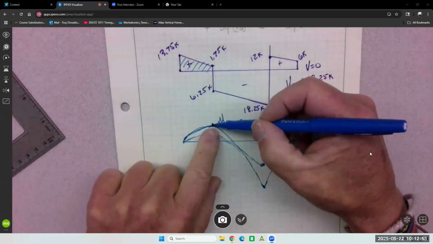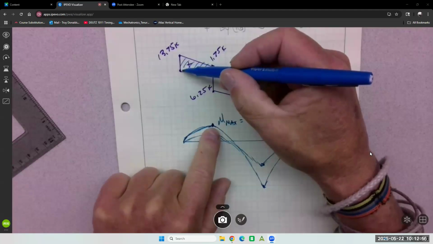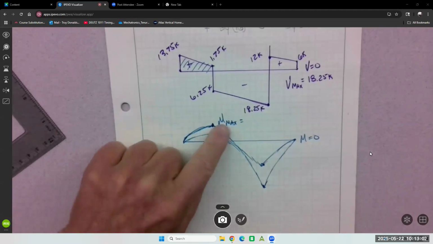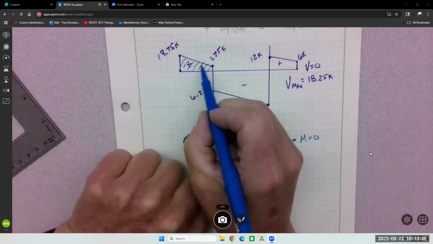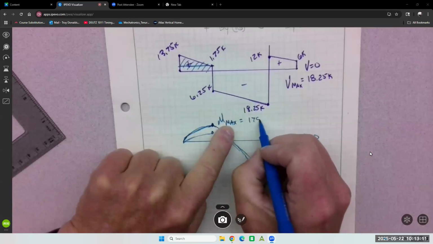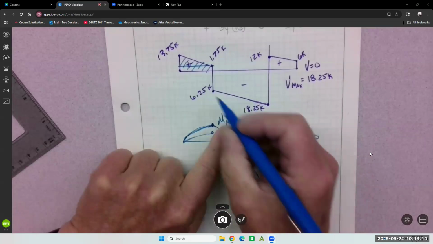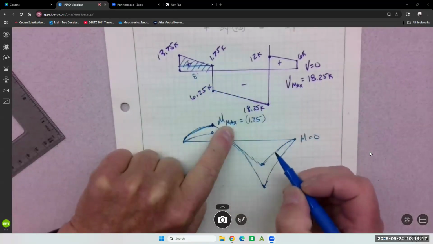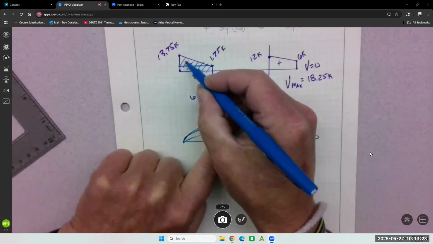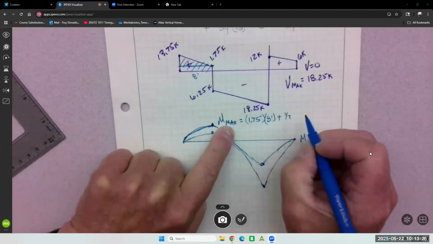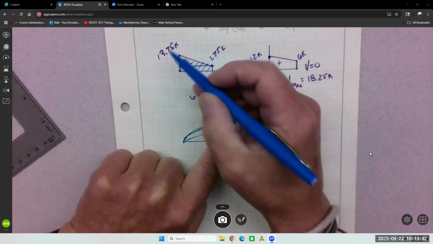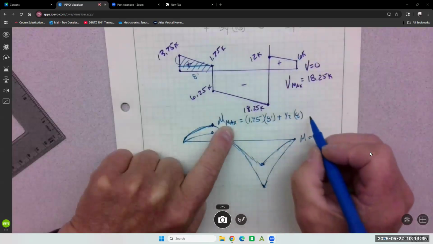So to get the moment, you look at the shear and you look left. And you have to use it all, everything to the left. The way I do it is this rectangle would be the 175 times the 8 feet. So that's the rectangle. And then I need the triangle, which is 1/2 the base times the height, and the height is this here. So it's the 1375 minus the 175, so that's 12.